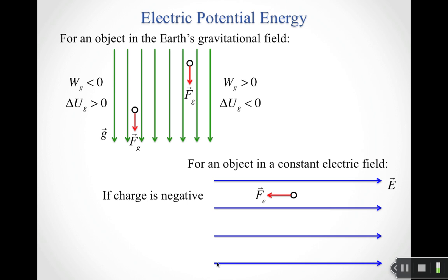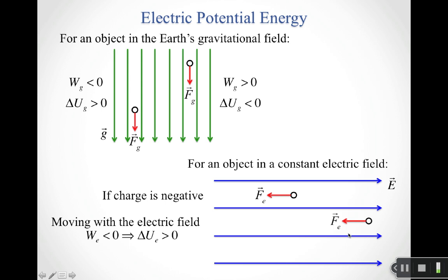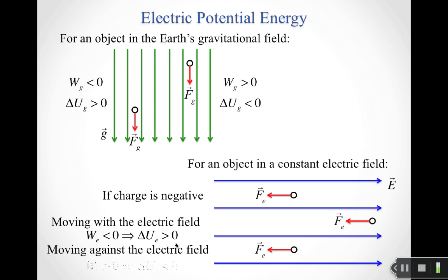Well, the other option we've got, of course, is that our charge is negative. If our charge is negative, then we know that the electric force acting on it and the electric field it's sitting in point in opposite directions. And so now if I let it move with the electric field, force and displacement point in opposite directions, so the work done by the electric force is negative, which means it actually increases the electric potential energy. On the other hand, if I let my negative charge move against the electric field, now the force and displacement point in the same direction. So the work done by the electrical force is positive, which means we have decreased the electrical potential energy.